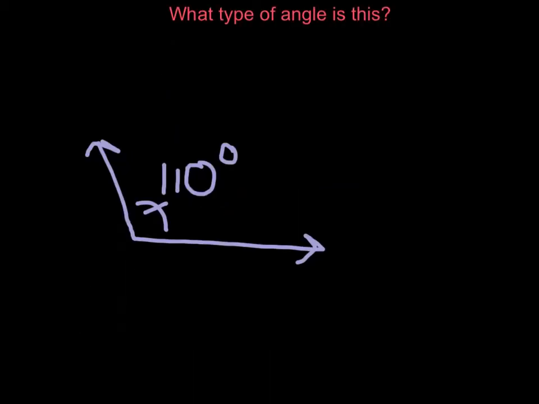Okay, so our question is, what type of angle is this? Our angle measurement is 110 degrees. So let's go off our list. Is this a right angle? No, because a right angle needs to be 90 degrees. Is this an acute angle? No, because an acute angle needs to be greater than 0 but less than 90. Is this an obtuse angle? Yes, because it's greater than 90 degrees but also less than 180 degrees. So this is an obtuse angle.